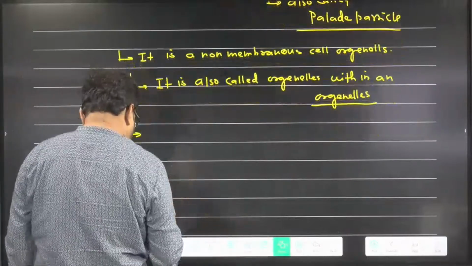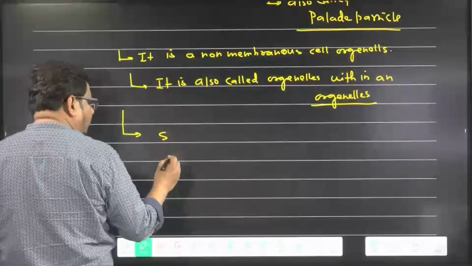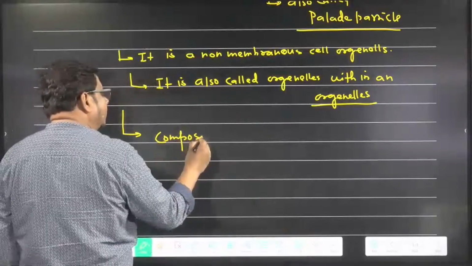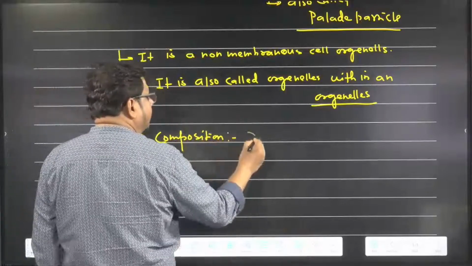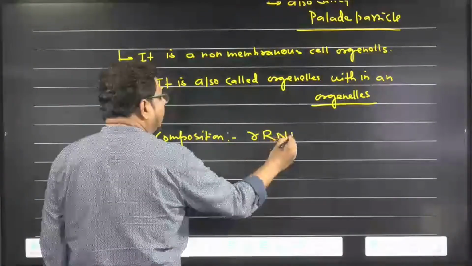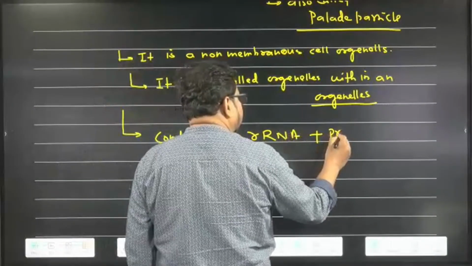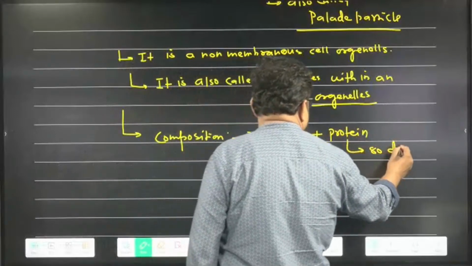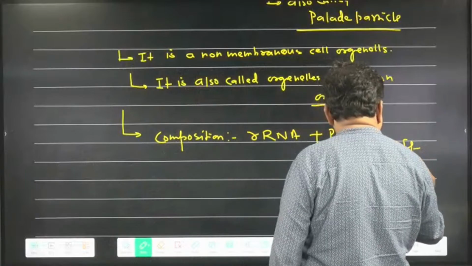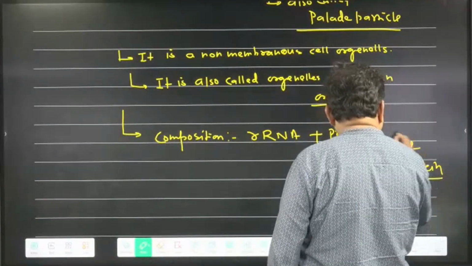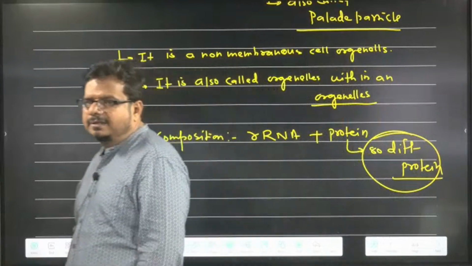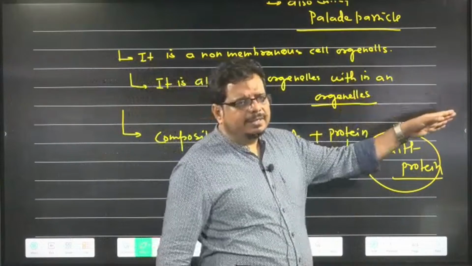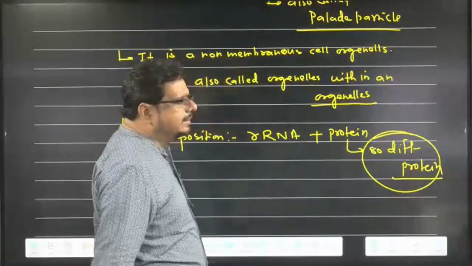Now, if we talk about the composition of ribosome, it is made up of two components. One is ribosomal RNA, another is protein. And how many proteins? 80 different proteins. That line is written in NCERT, and this question also came in which exam? NEET exam this year. And the words 80 different proteins are written in second year NCERT, in molecular basis of inheritance.